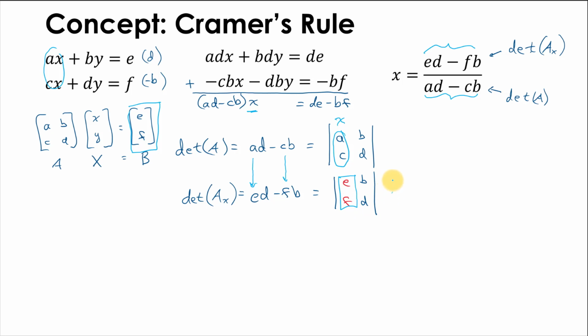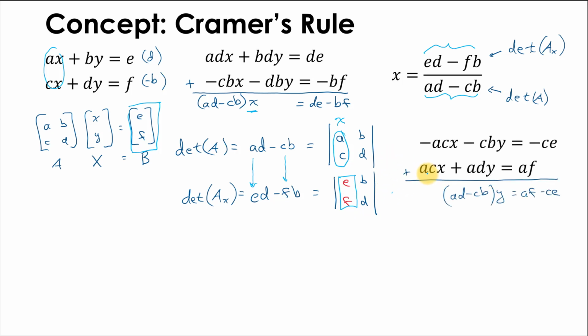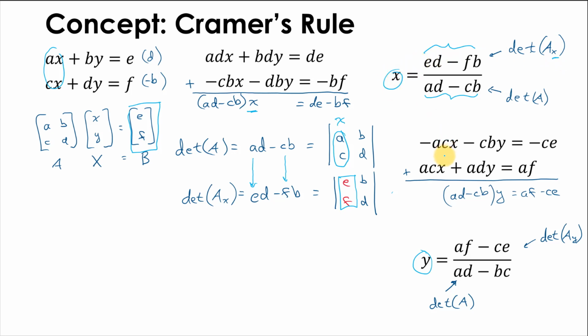Now I'm going to do the same thing, except I'm going to solve for Y this time. So I multiply by negative C, and I multiply by A on my bottom row. When I do that, I get Y is equal to AF minus CE over AD minus BC. So again, I've got this determinant of A on the bottom. And now I've got this determinant of, we're going to call it AY. I'm calling it that because I solved for Y to get that, and up here I said AX because I solved for X to get this.